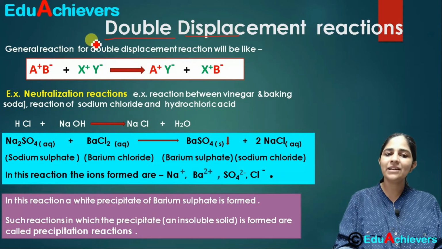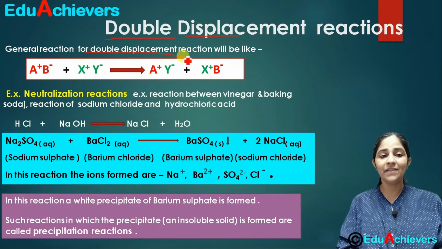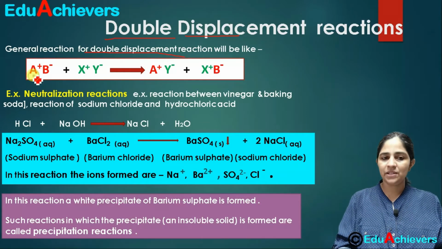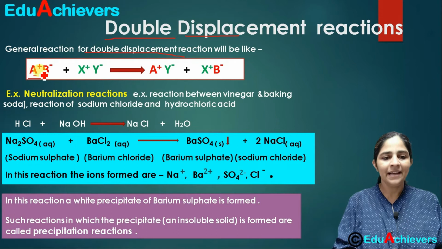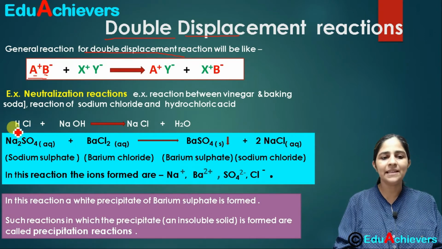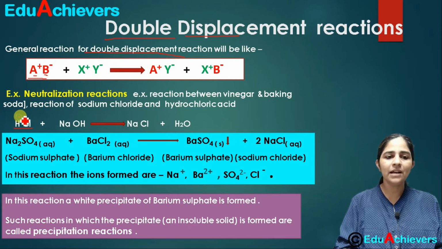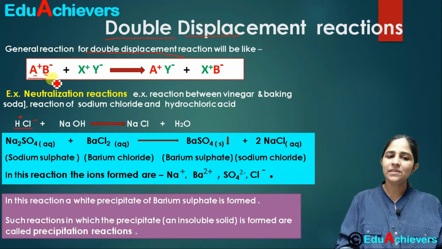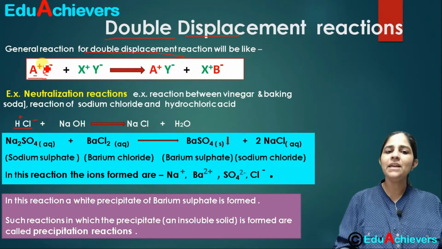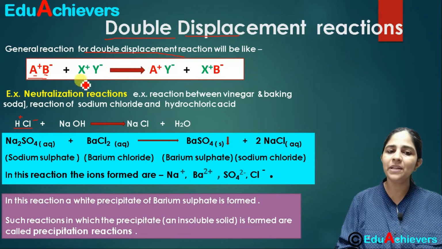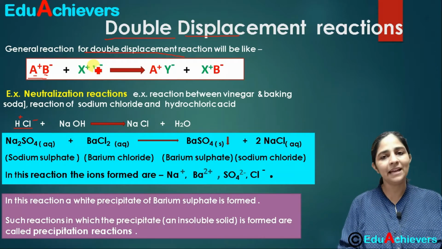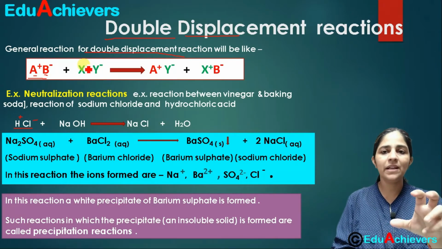So the general reaction for double displacement which we can derive is that A is a positive ion, a cation, and this AB component has these two subcomponents. For example, when we talk about HCl, H is positively charged and Cl is negatively charged. You are aware of that. Similarly, AB, which has positive A and negative B, reacts with XY, which are also positively and negatively charged components.